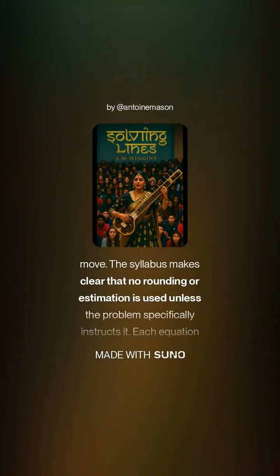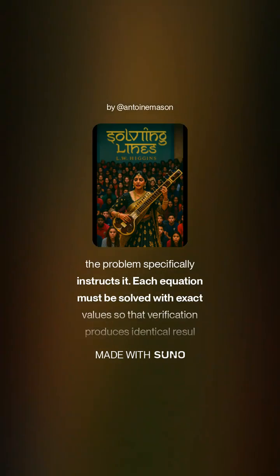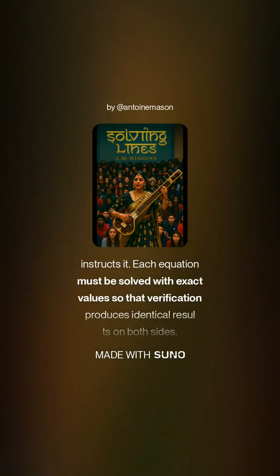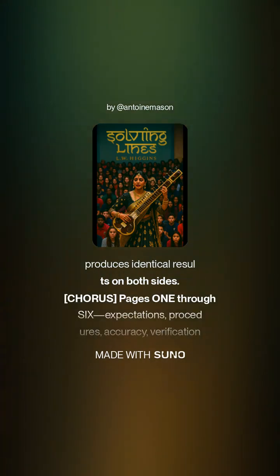The syllabus makes clear that no rounding or estimation is used unless the problem specifically instructs it. Each equation must be solved with exact values so that verification produces identical results on both sides.